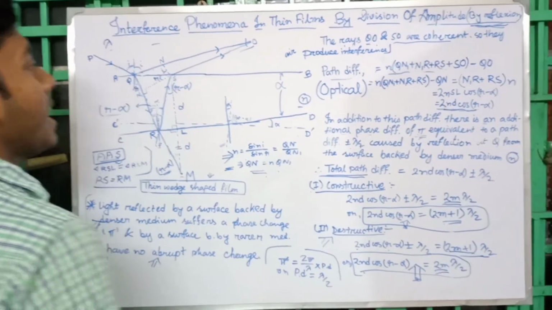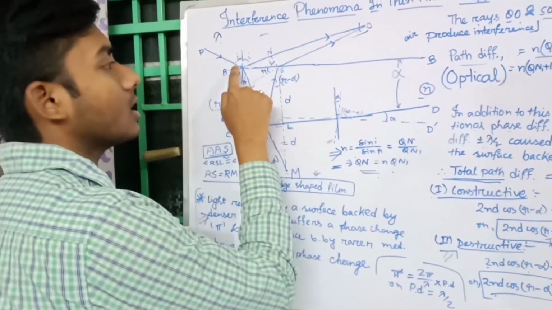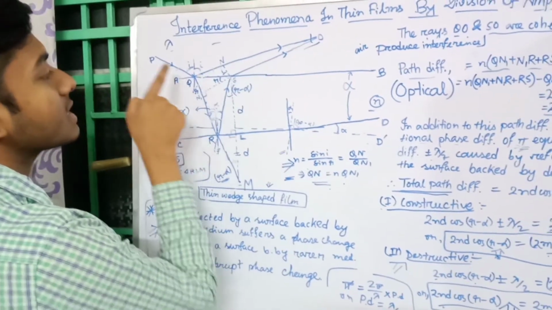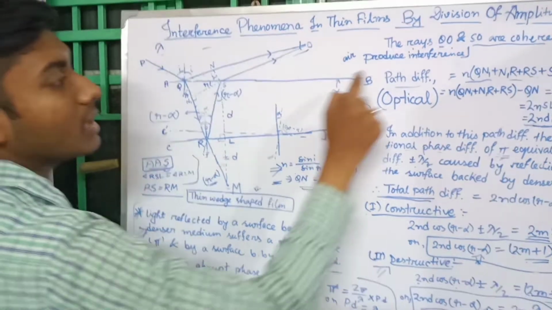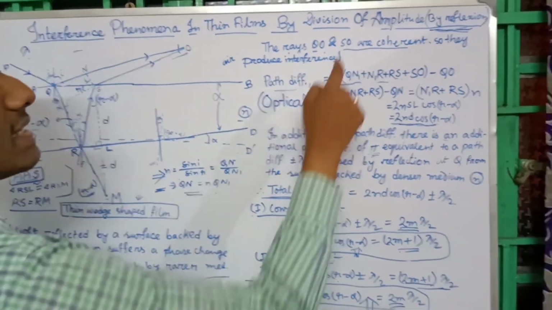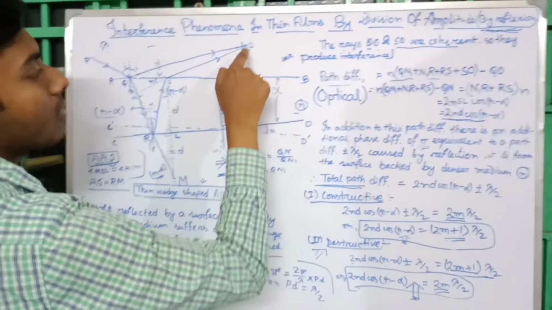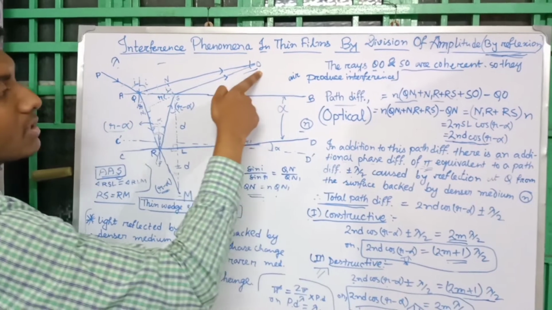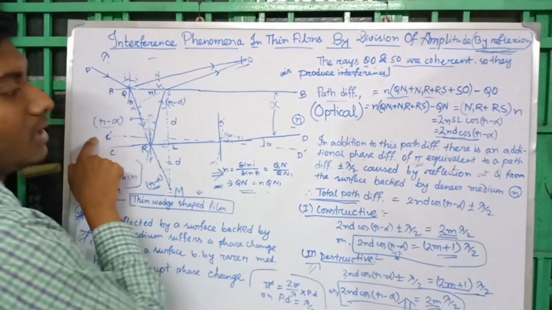Now as the two rays QO and SO are formed from the same incident ray PQ, the rays QO and SO are coherent, and as they are coherent, they produce interference, which is seen by the observer at O, and the observer will see the interference to occur in this region of the field.